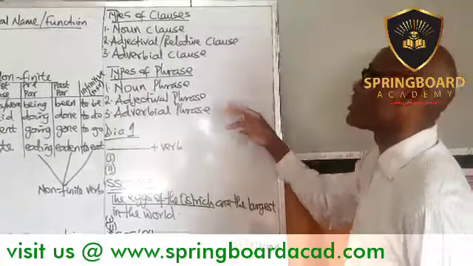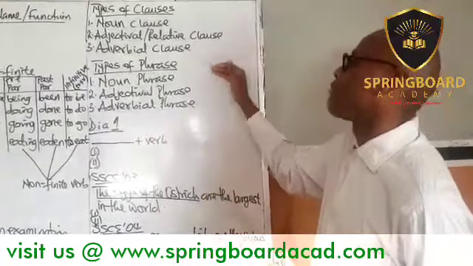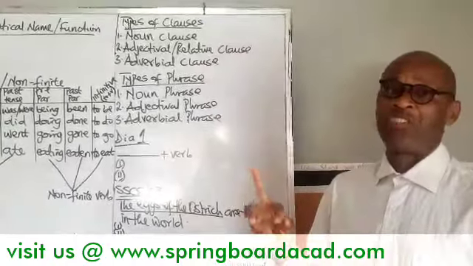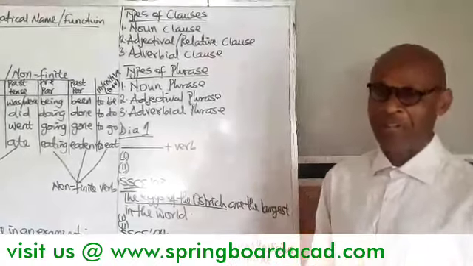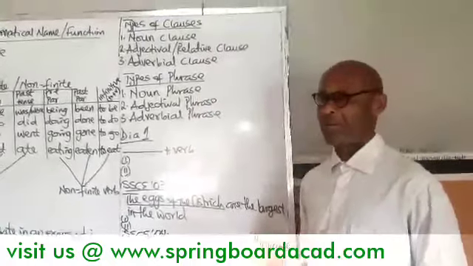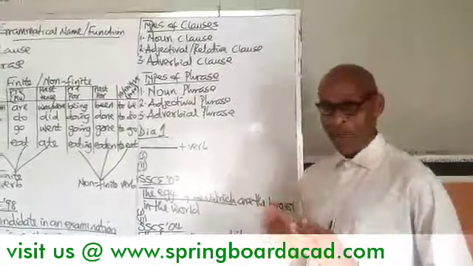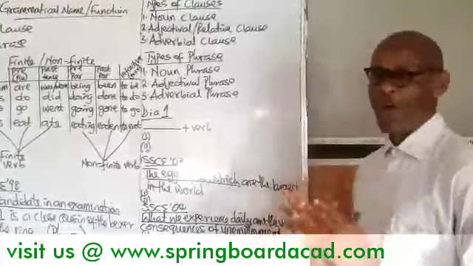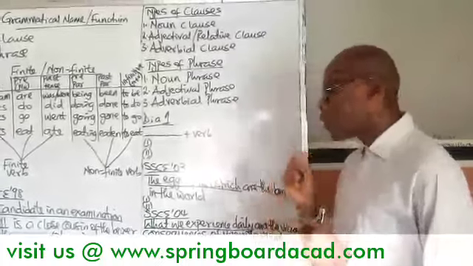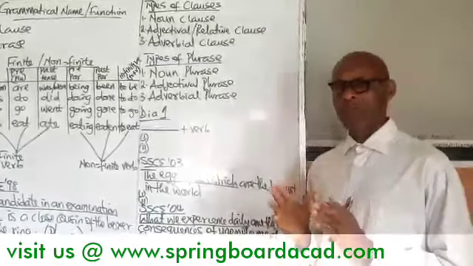For our phrases, we are going to be treating just three. There are more, but we are treating just three. We are going to treat noun phrase, adjectival phrase, and adverbial phrase. We also have prepositional phrase, gerundial phrase, participial phrase, and infinitive phrase. But we are going to limit it to these three types of phrases. Now, we are going to be using diagrams, and I want us to pay very good attention to this. We are going to be using diagrams to show us how we can locate these types of clauses and phrases.